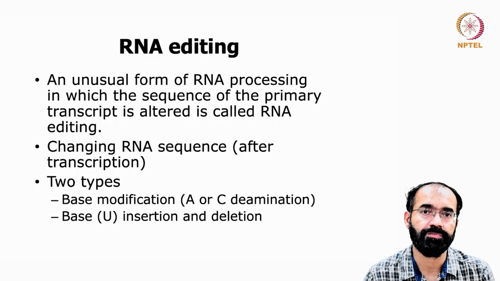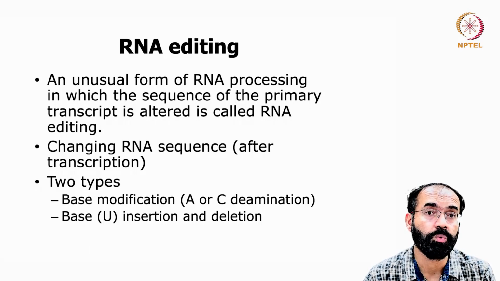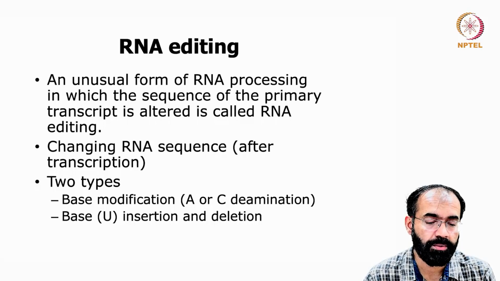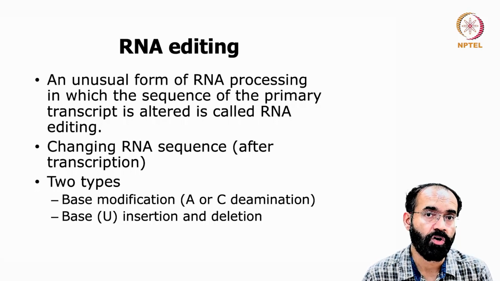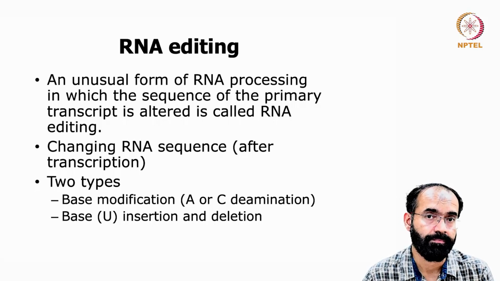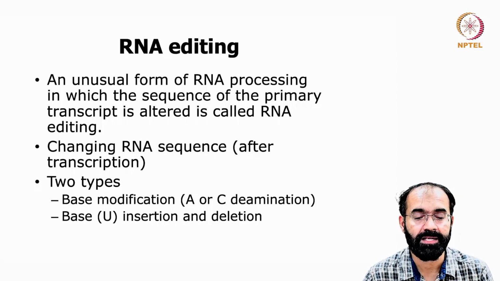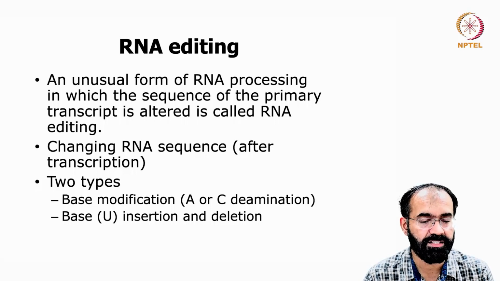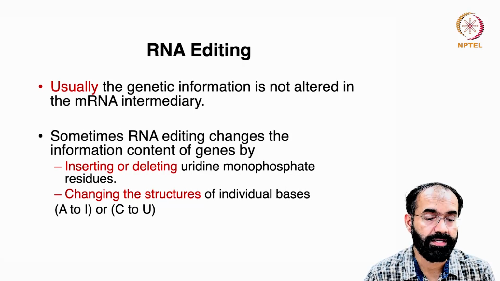There are two types of editing. One is base modification, A or C deamination, and another is U insertion or deletion. So A is adenine, C is cytosine, and they can undergo a deamination event, changing into another base. And then comes the uridine: the uracil nucleotide can be inserted or it can be removed. So these are, in simplistic form, the two types of RNA editing. Let us see more in detail.